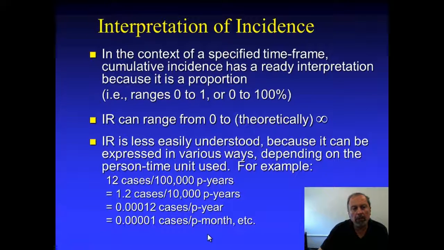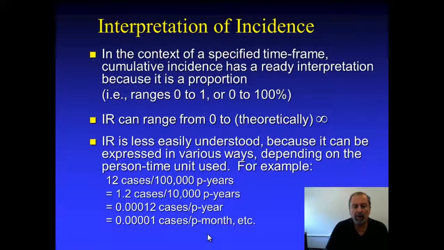So let's talk briefly about interpretation of incidence, and now we know that there are both cumulative incidence and incidence rate. Cumulative incidence is much more readily explainable to people because it's a proportion, and people are already intuitively familiar with the idea of risk. People's risk being 10% or 5% or whatever, and basically that's how we express cumulative incidence.